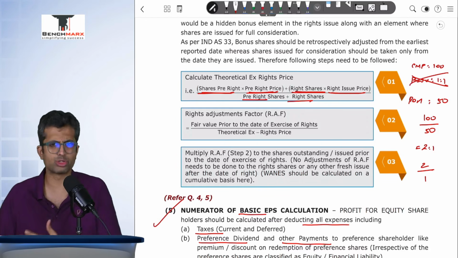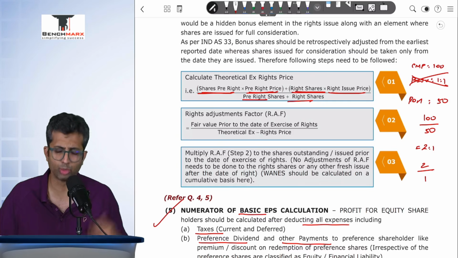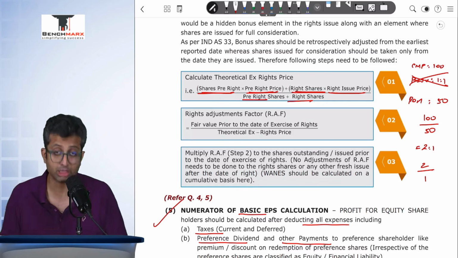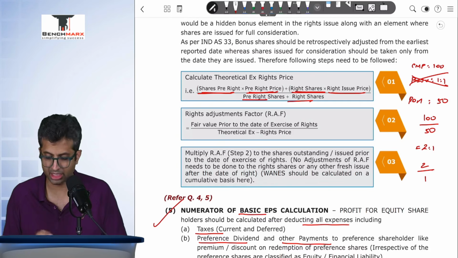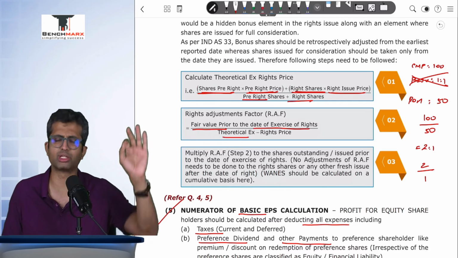So is that an indirect way of finding your hidden bonus ratio? Here the bonus ratio was given as 1:1, but in rights, I don't know how much of that is a hidden bonus ratio. We are saying that if the rights were made at fair value, the price would not have fallen. The fall in the price signifies the hidden bonus element, and as a result, over here, the fair value prior to the date of rights upon the theoretical ex-rights price. If you understand the logic, great.